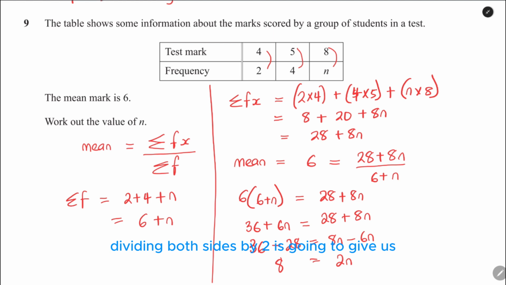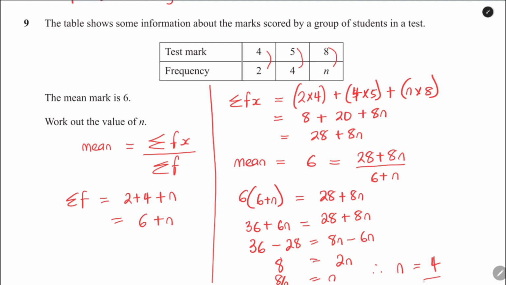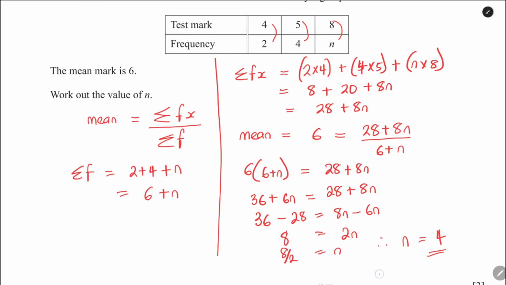Dividing both sides by 2 is going to give us 8 over 2 equals n. Therefore, our n is equal to 4. We have been able to answer the question. n is 4. So we're going to write our answer in the answer space.